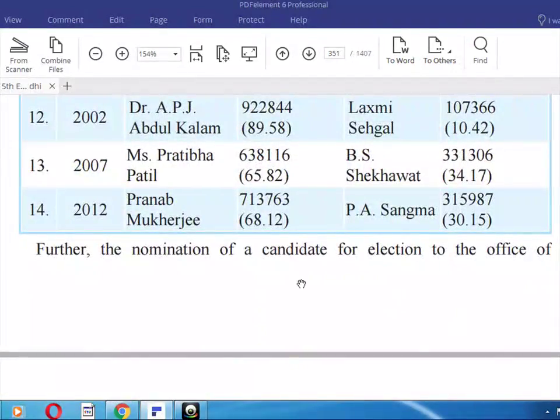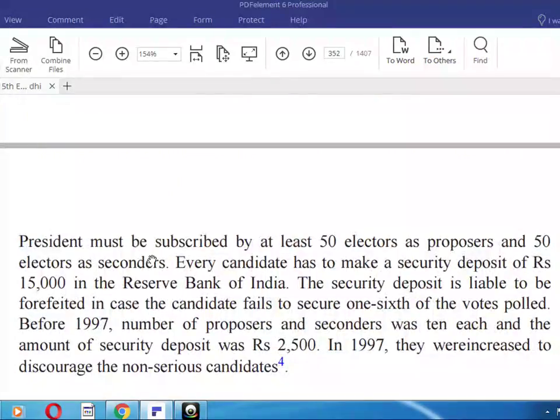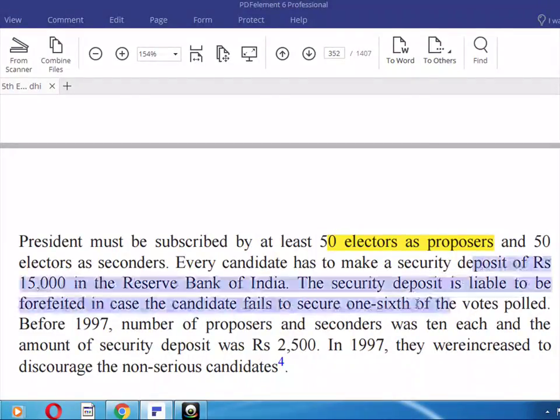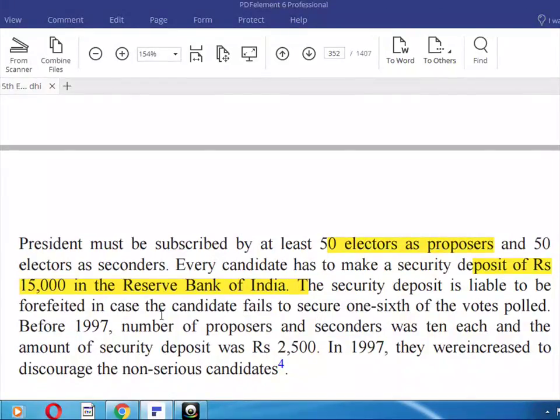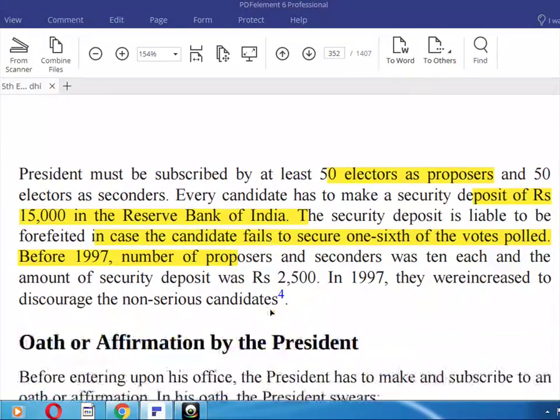Now, the nomination of a candidate for election to the office of the president must be subscribed by at least 50 electors as proposers and 50 as seconders. Every candidate has to make a security deposit of 15,000 rupees in the Reserve Bank of India. The security deposit is liable to be forfeited if the candidate fails to secure 1/6 of the votes polled. Before 1997, the number of proposers and seconders was 10 each, and the security deposit was 2,500. In 1997 they were increased to discourage non-serious candidates.